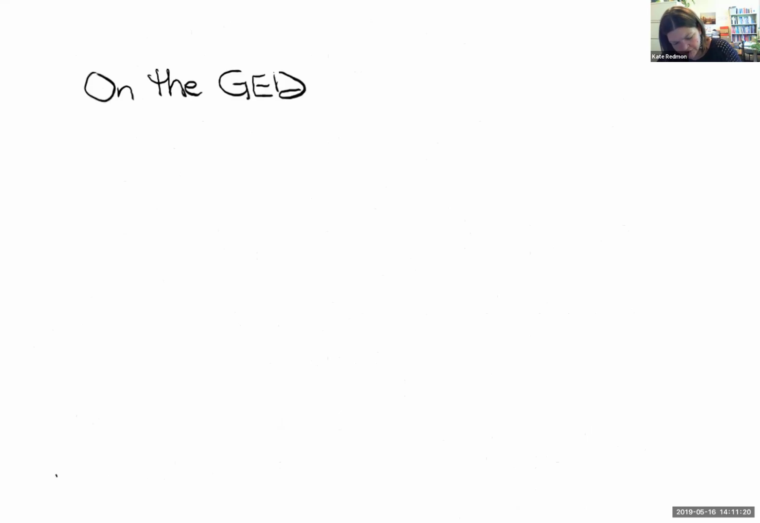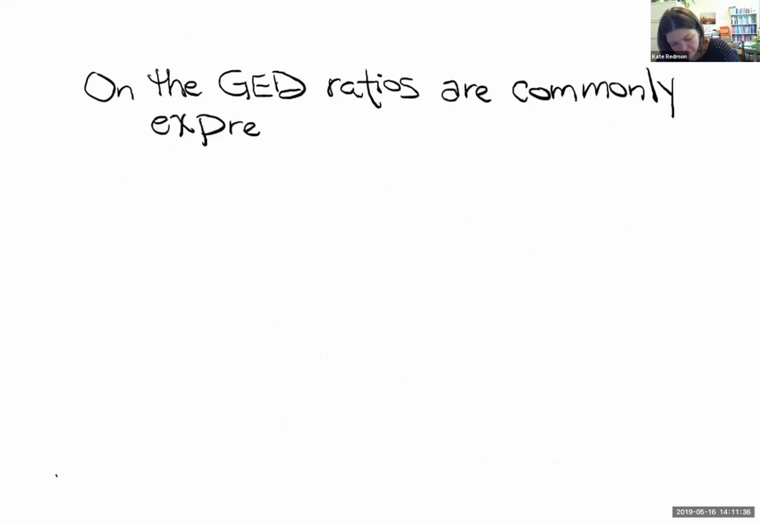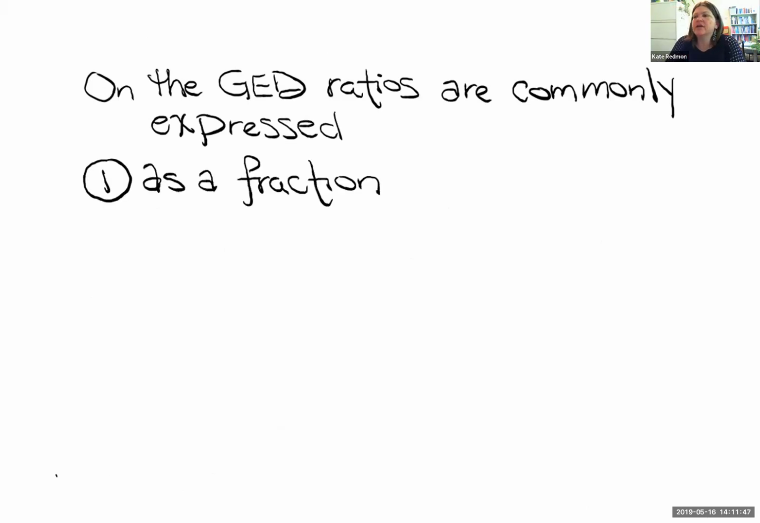And on the GED, ratios are commonly expressed, and this, again, is just commonly, because you could certainly see a pie graph, you could certainly see a pictograph, but they're commonly expressed one of 3 ways. The first and most common way, and so I'm glad that David brought it up, is as a fraction. For example, if they say write a ratio to represent the number of females out of our class, I'm expecting to see a fraction. Most commonly, that's how that answer would be expressed. Now, it's certainly not the only way to express it.